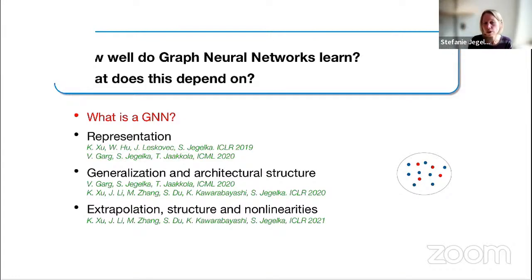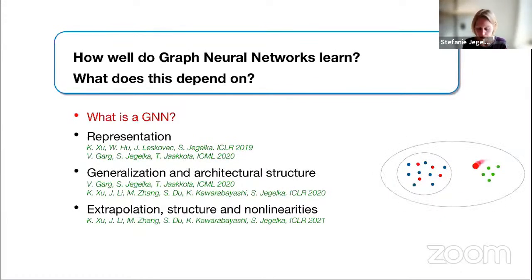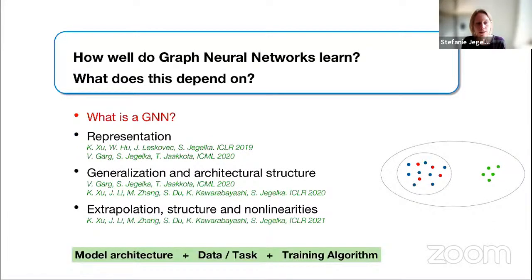And extrapolation in graphs would be essentially here in my little picture. Normal generalization is when training and test data come from the same distribution, and extrapolation is when you're coming really from somewhere else. In a graph, this could be that you're training on small graphs and trying to generalize to larger graphs, or to graphs with different degree distributions or so. And at the end, we'll be looking at aspects of model architecture, data and task, and the training algorithm.